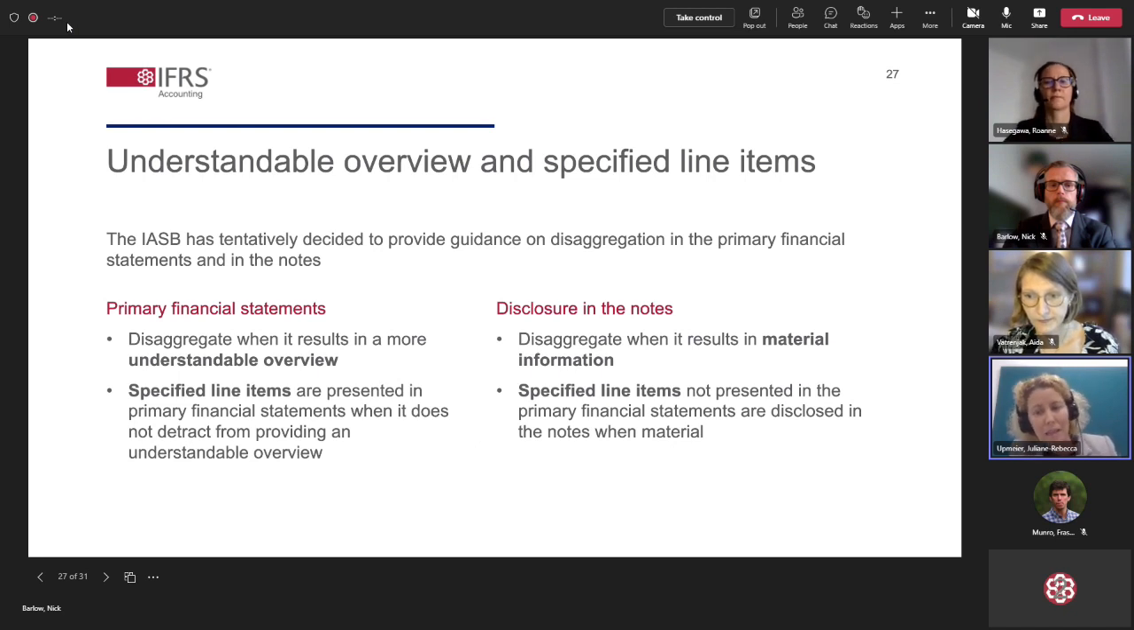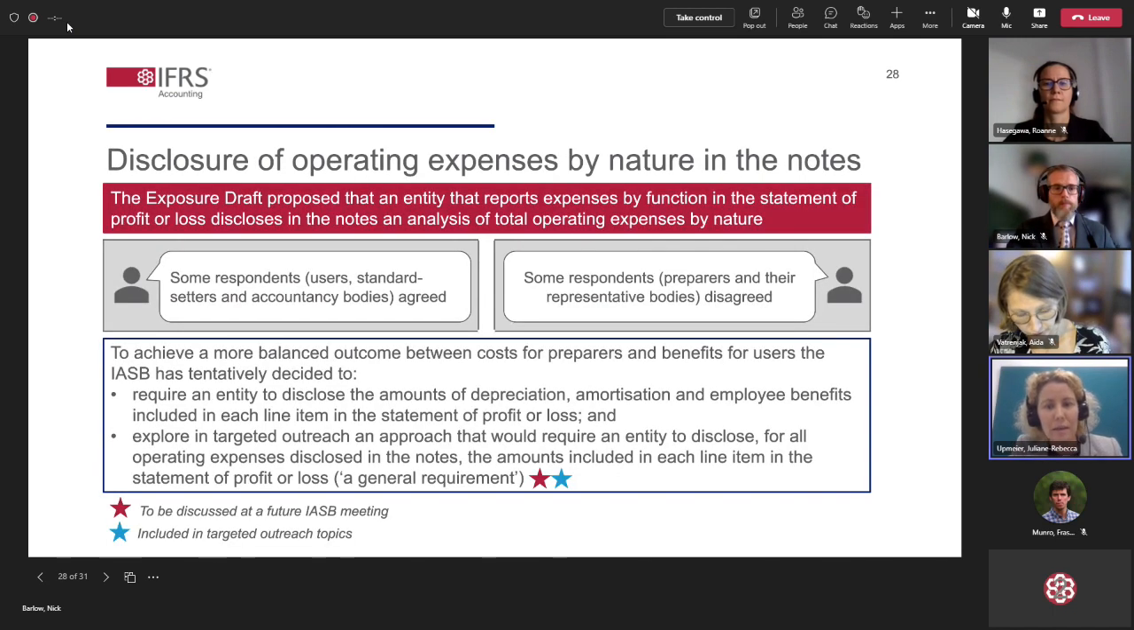Now, with regards to the specified line items, these items are presented in the primary financial statements only when presenting those items does not detract from providing an understandable overview. Specified line items that are not presented would be disclosed in the notes if this provides material information. So now let's move on to the two specific proposals for disaggregation in the notes. The first being the disclosure of operating expenses by nature in the notes. Now, with the requirements relating to expenses classified in the operating category of the statement of profit or loss, the objective was to strengthen the requirements on presentation and disclosures of operating expenses, focusing on expenses by nature, such as staff costs, depreciation or amortization, and expenses by functions, such as cost of sales, selling, or R&D.